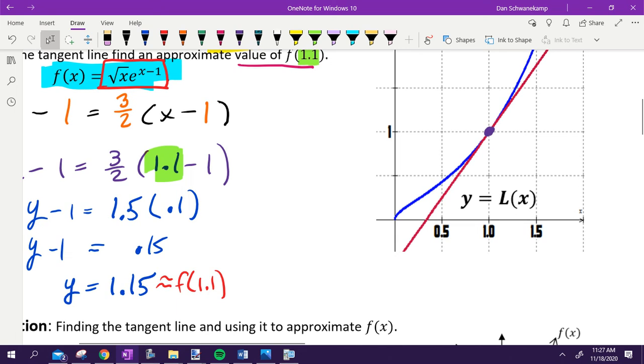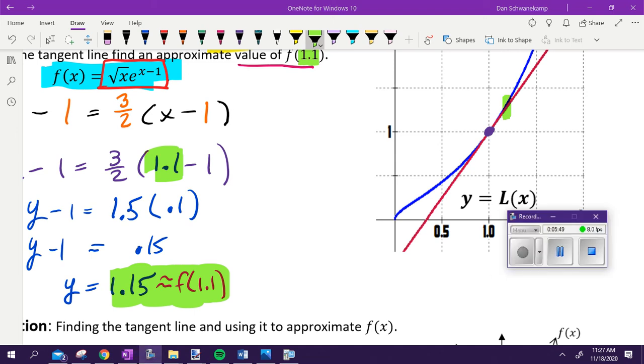What about that value? So we got an answer. We got 1.15. That's our approximation. That's like right in here. Is 1.15 an over approximation or an under approximation? Is that number bigger than the real answer or less than the real answer? And why can you tell that on your graph? Talk with your neighbor for a second. Is that answer bigger or less than the real answer? And how do we know that? Talk to each other. What do we think?